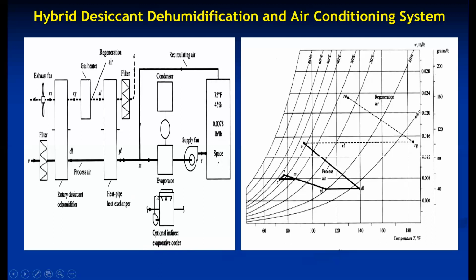So again, we can see when we use these desiccant dehumidifiers, maybe a liquid desiccant dehumidifier or a solid desiccant dehumidifier, in combination with a conventional system, it reduces the latent load of the conventional system substantially. So the system becomes energy efficient.